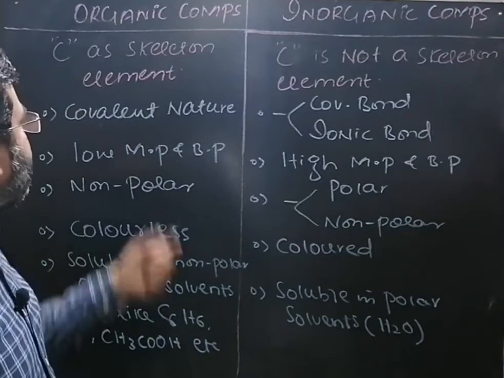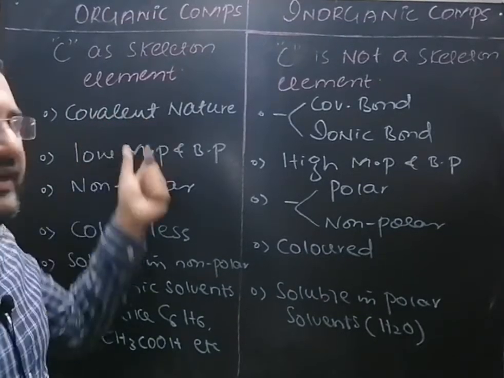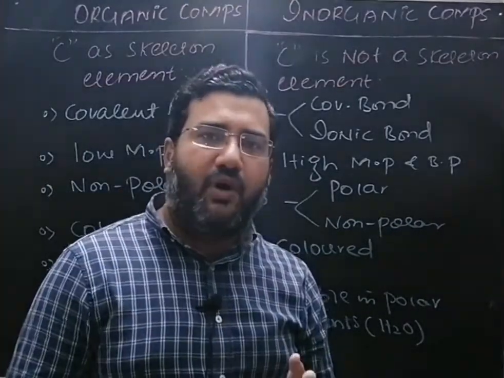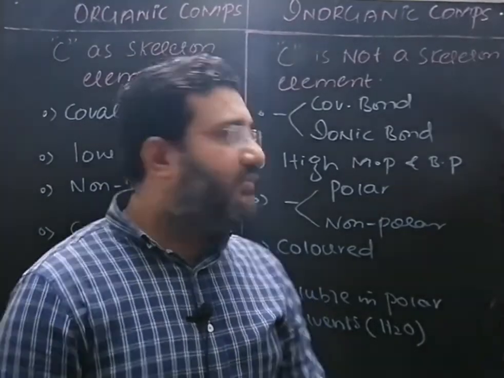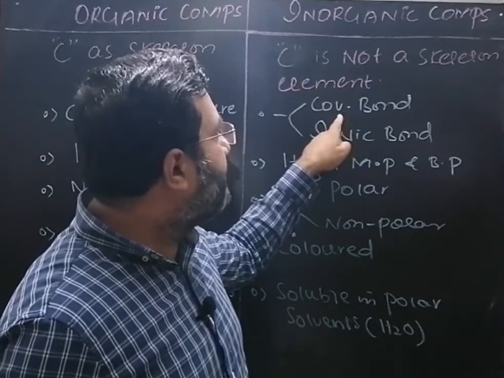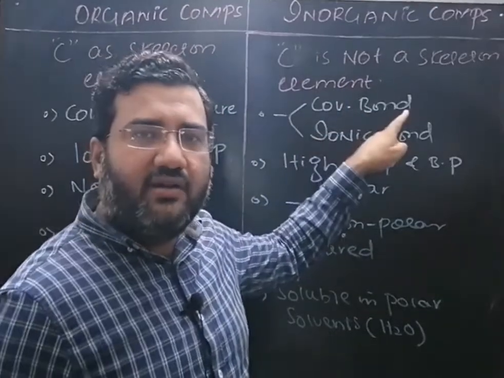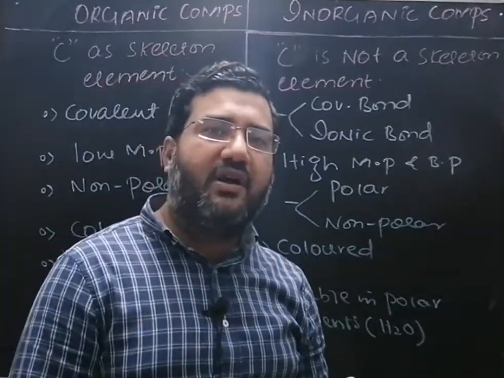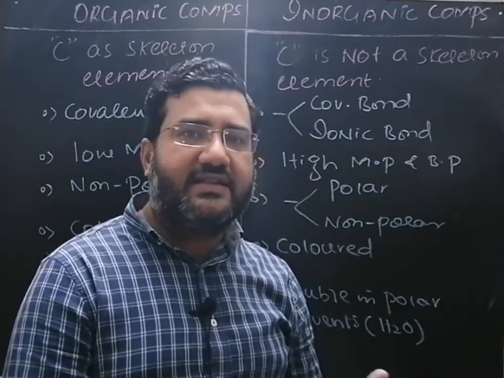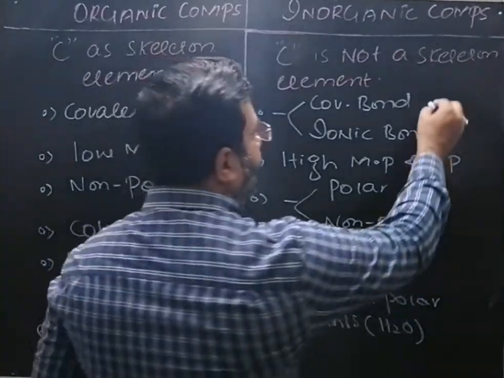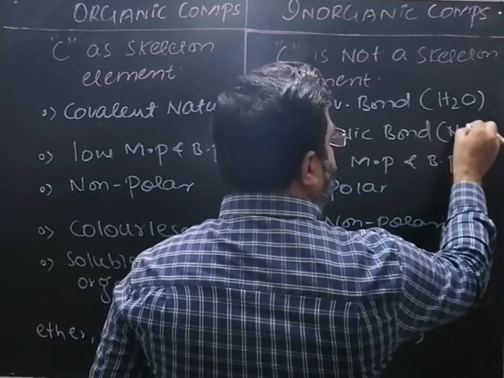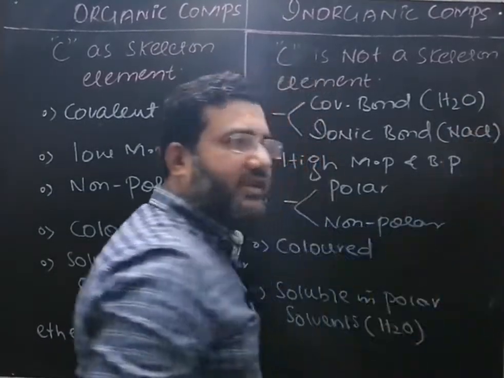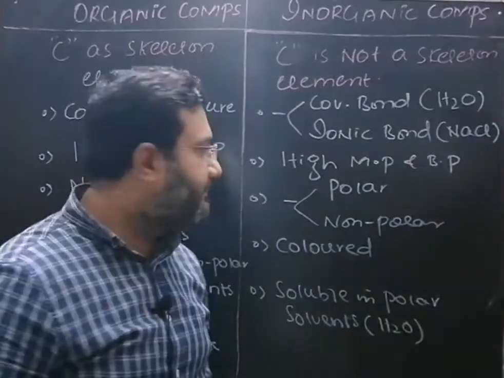The next difference is that organic compounds are covalent in nature, meaning the bond in the organic compounds is predominantly covalent. But in case of the inorganic compounds, the bond may be covalent, or the inorganic compounds may also have the ionic bond. Just like in case of water, the bond is covalent between oxygen and hydrogen, and in case of NaCl, the bond is ionic between sodium ions and chloride ions.